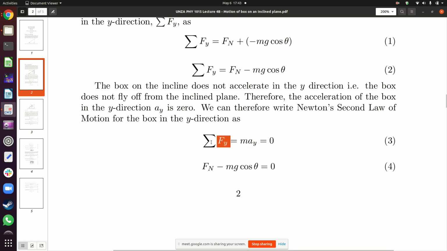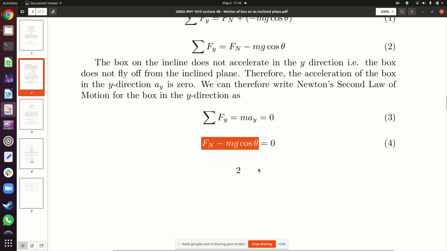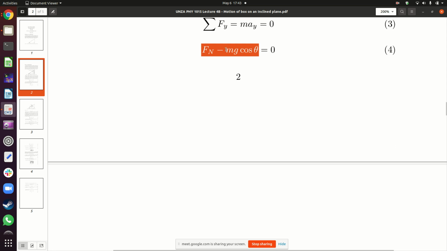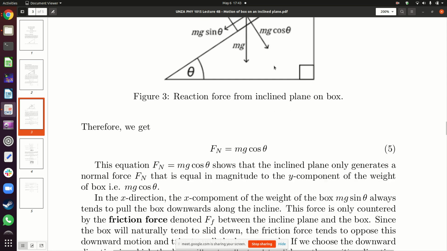This resultant force, we replace it with the normal force minus mg cos theta. This is what you end up with: Fn minus mg cos theta on this side. So Fn minus mg cos theta equals 0. It means that you can take this to the other side, and you end up having Fn equals mg cos theta, like this.